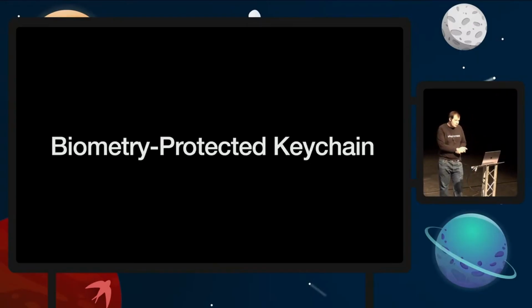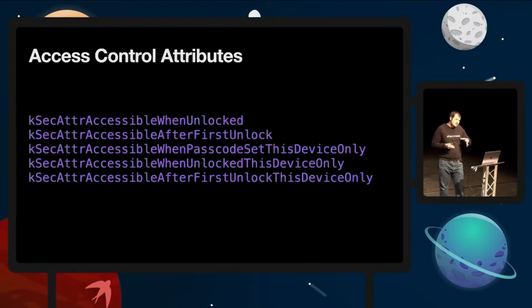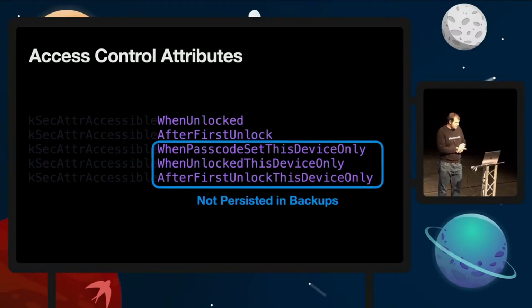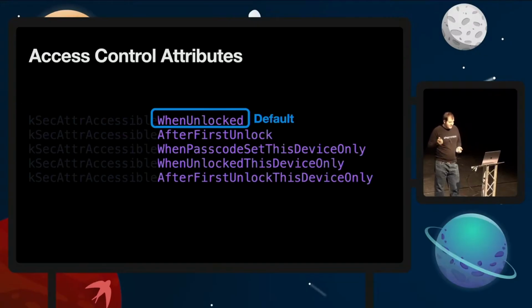And the last thing I wanted to mention is the access control attributes. The biometric protection is not really an access control. It's not fitting in this group. These are more about when the keychain is accessible and not. And if we hide the repeat part, really there are three of these that persist in backups. That's when passcode set this device only, when unlocked this device only, and after first unlock this device only. The default one is when unlocked, and just keep in mind that this is not accessible in the background.